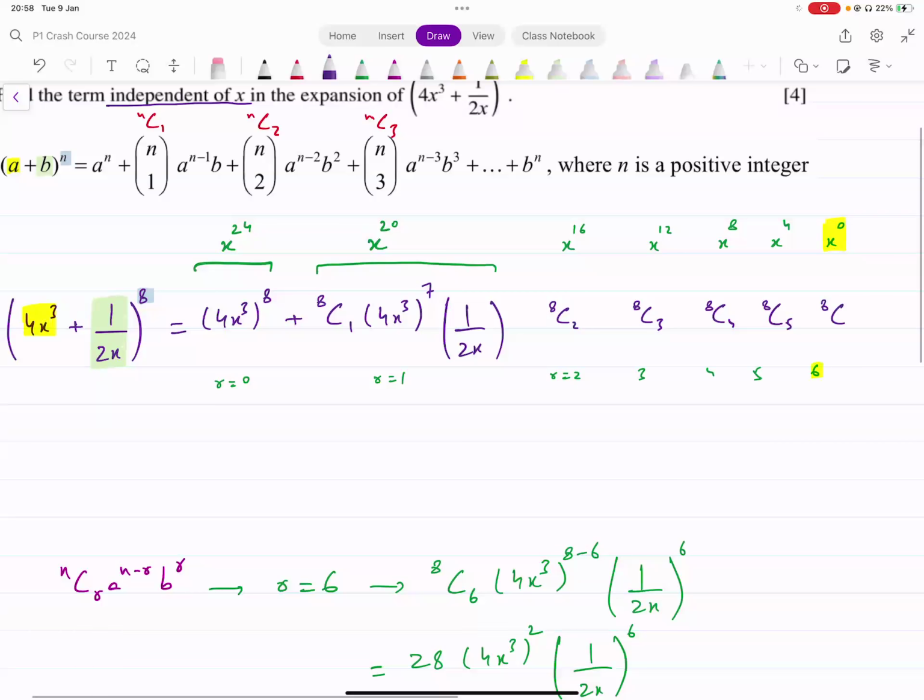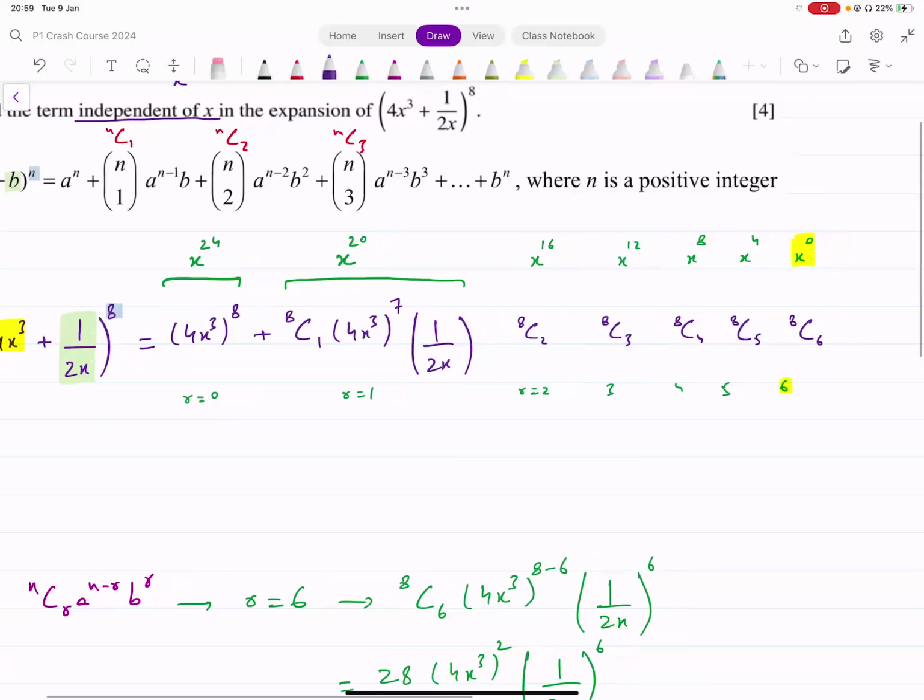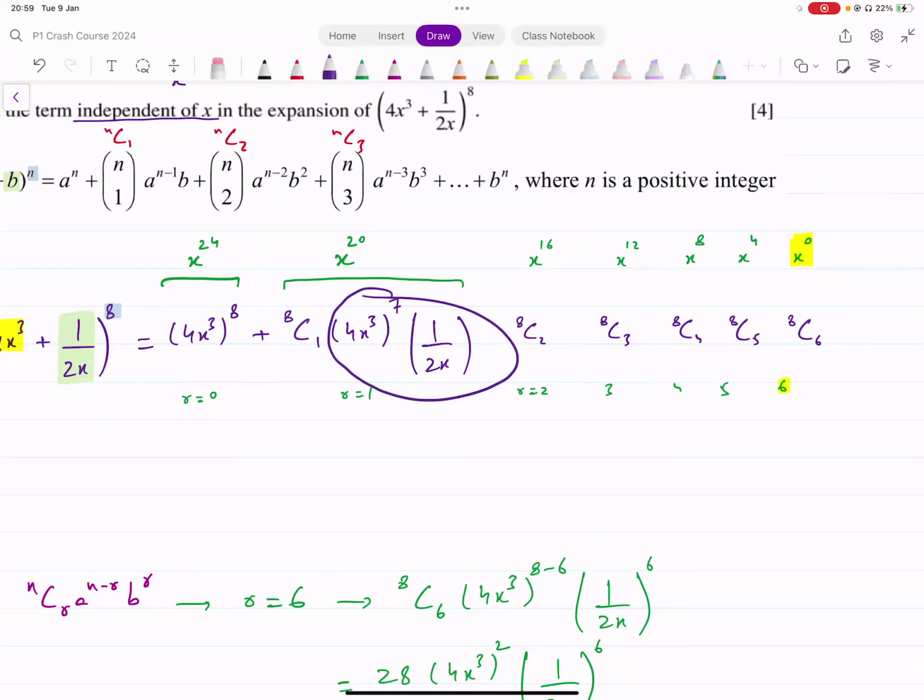Then the term that you need would have 8c6. That's the one that we're looking for. And then you put the other powers according to that.